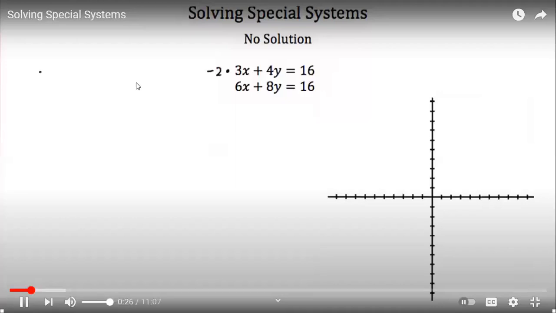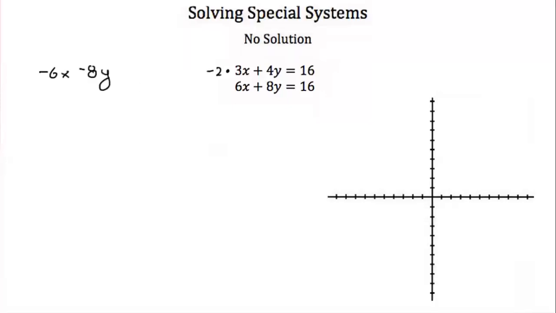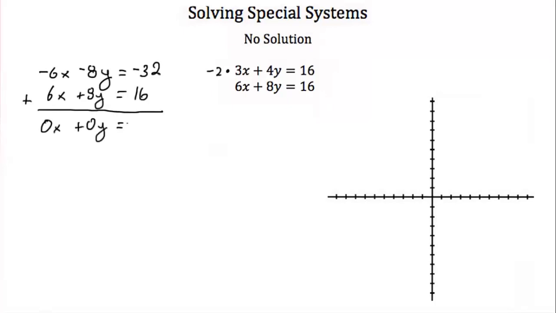We would get negative 6x minus 8y is equal to negative 32. And I would just rewrite our second equation: 6x plus 8y is equal to 16. Add our equations, we'd end up with 0x plus 0y is equal to negative 16. Well, this doesn't make any sense. 0 plus 0 can't equal negative 16. So let's graph these and see if we can figure out what's going on.